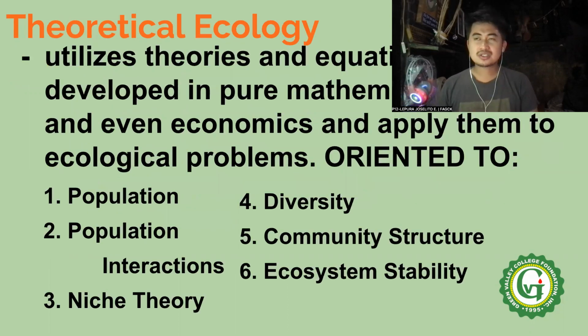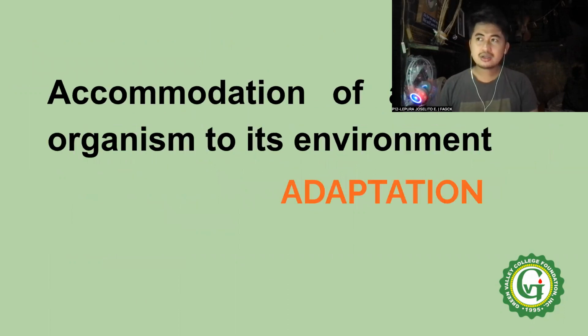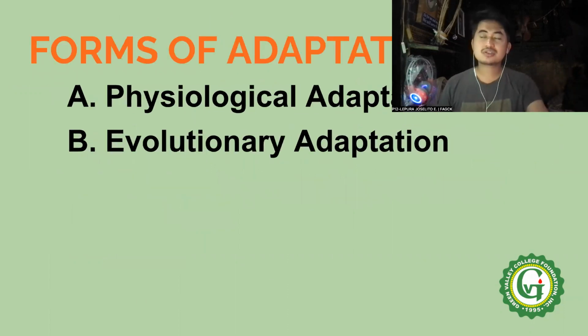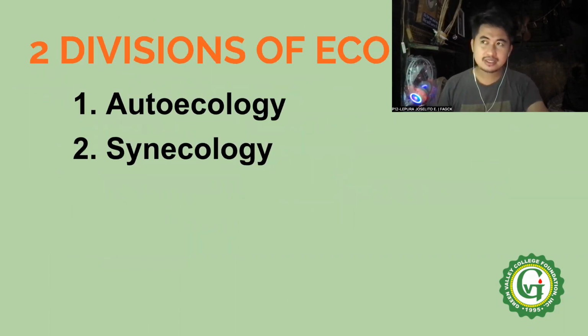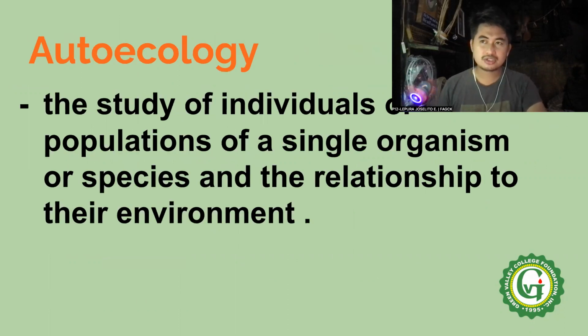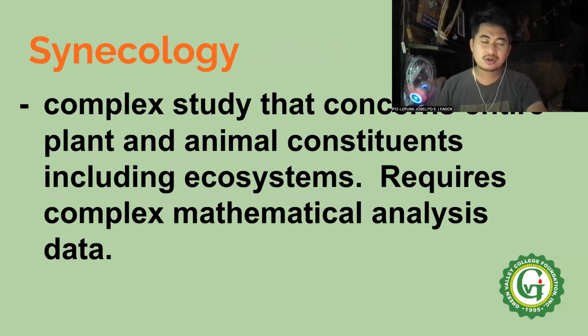We discussed systems ecology, theoretical ecology, evolutionary ecology, and what adaptation is, including the forms of adaptation: physiological adaptation and evolutionary adaptation. We also covered the two divisions of ecology, autoecology and synecology. Autoecology is the study of the individual and the population, which includes physiology, ethology, and population. Synecology is the complex study that concerns plant and animal constituents, including ecosystems.